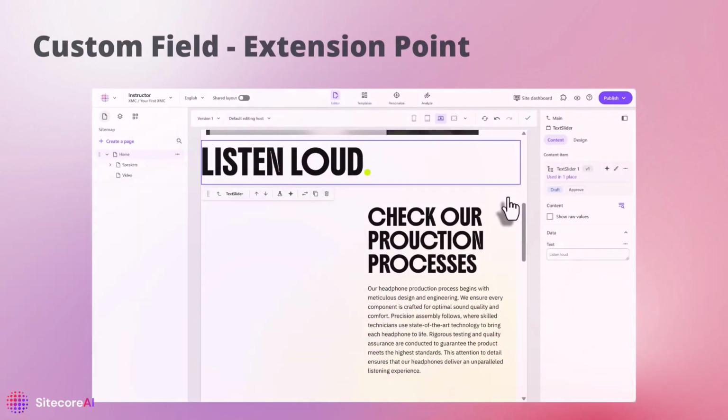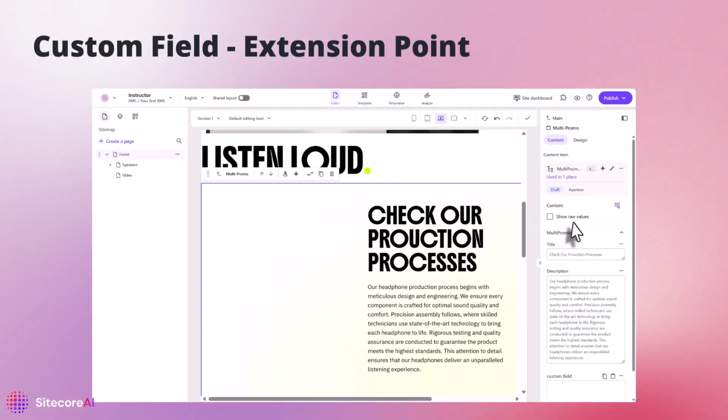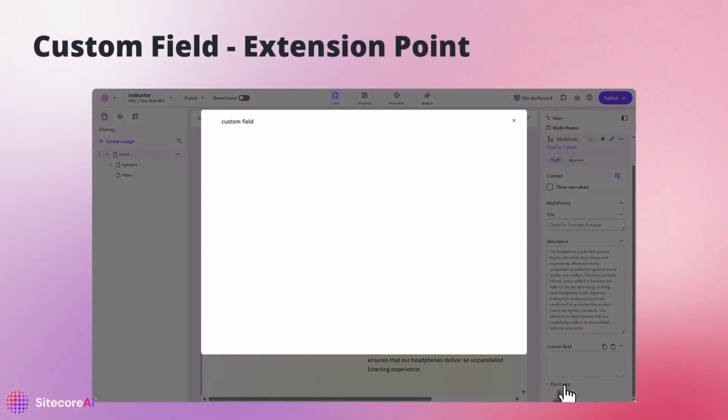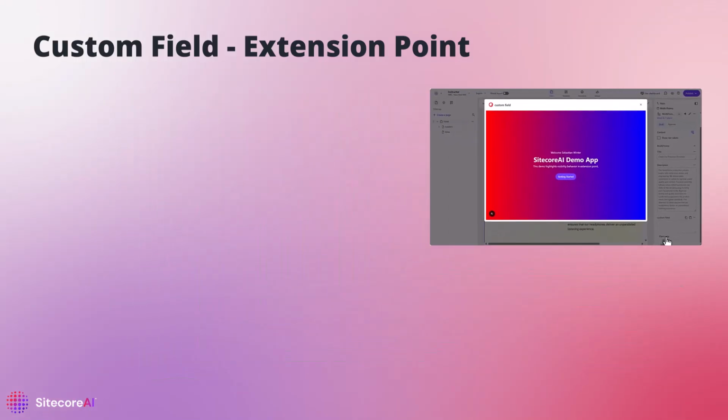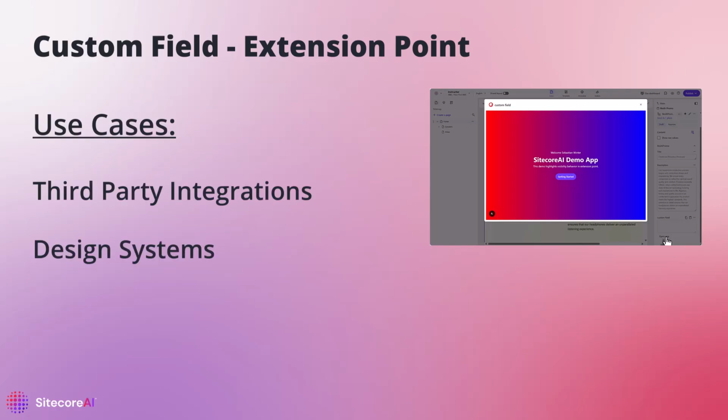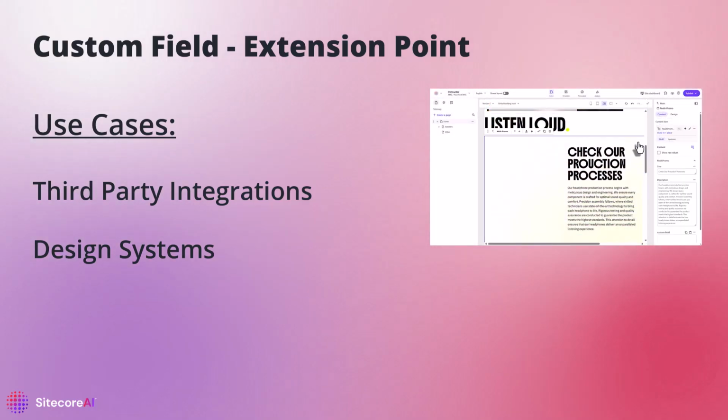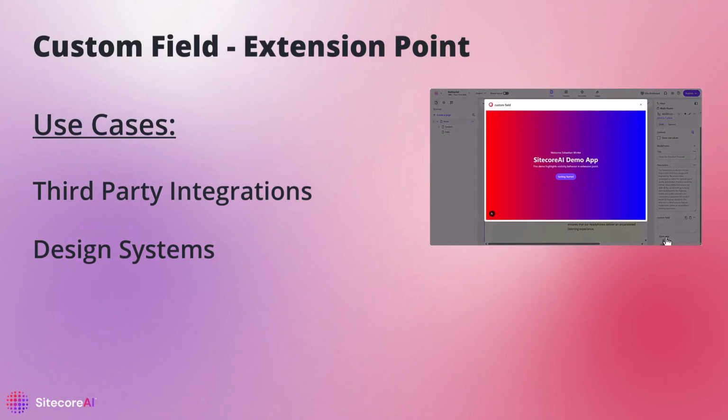The custom field extension point is all about giving you the ability to inject custom input directly into the Sitecore AI page builder. These fields can appear in the left-hand panel for page-level content or in the right-hand panel for individual content items like components. Why is this powerful? Because it lets you extend the authoring experience in a way that is highly tailored to your customers' needs. For example, integrating third-party data, like selecting assets from a DAM or selecting from a set of icons.